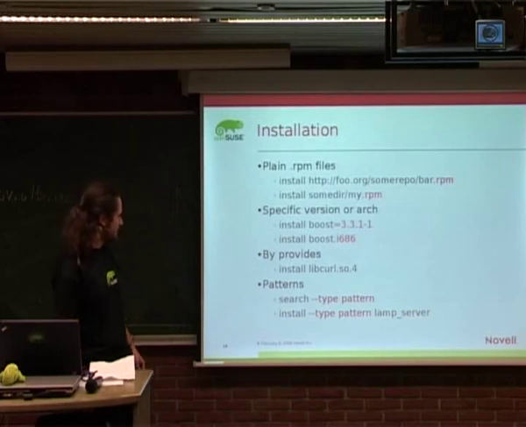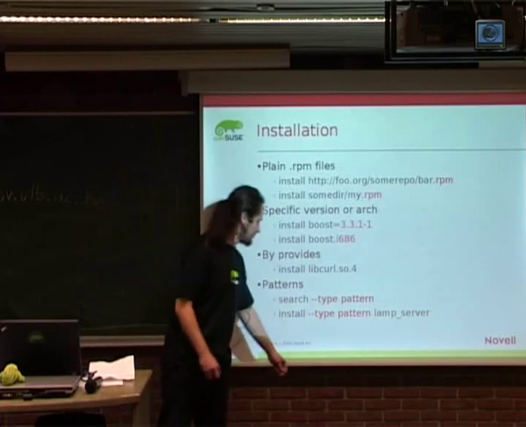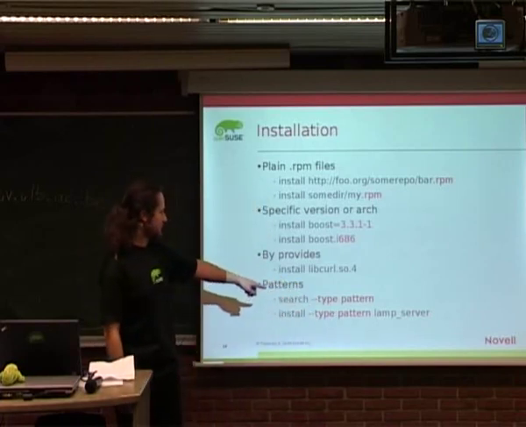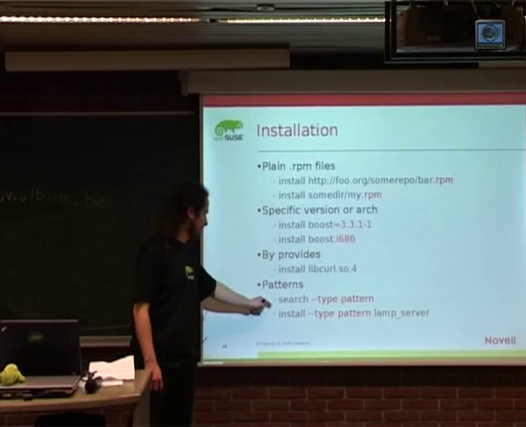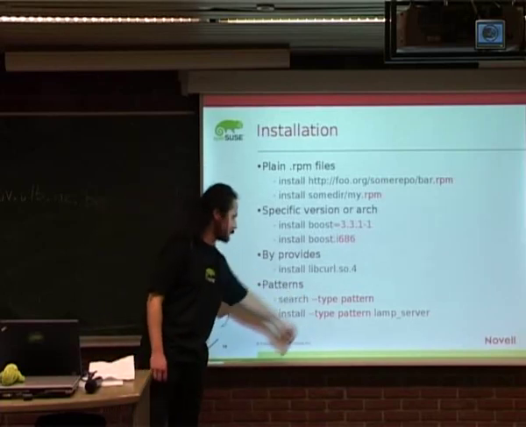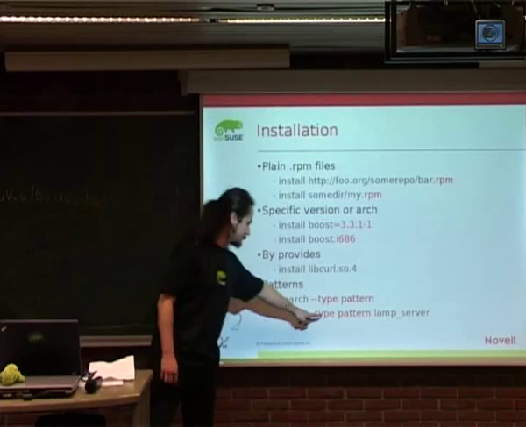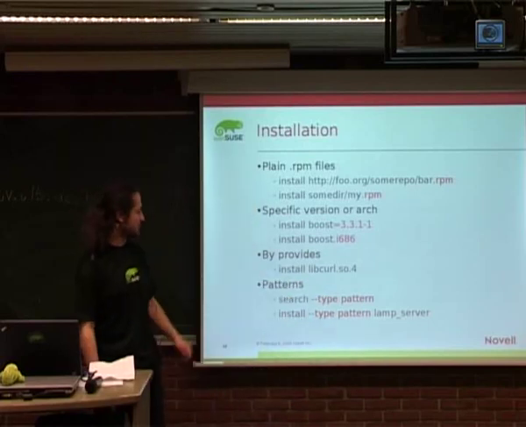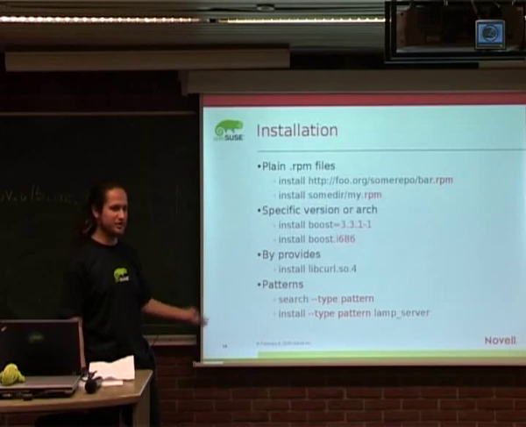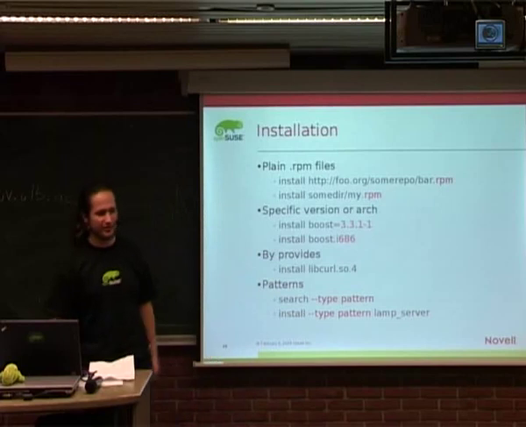One of the nice things is software patterns. You can install, for example, a LAMP server with just this command. First you can search for patterns, just give the type option to the search command. It will list all the patterns available, and then you can install with the same type option and the name of the pattern. The same for products and patches and packages as well, but package is the default here.